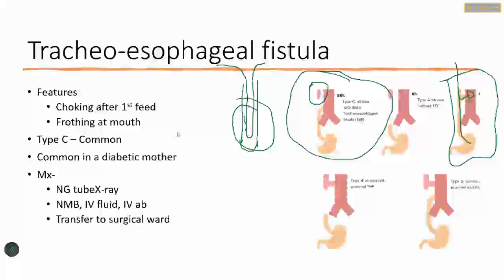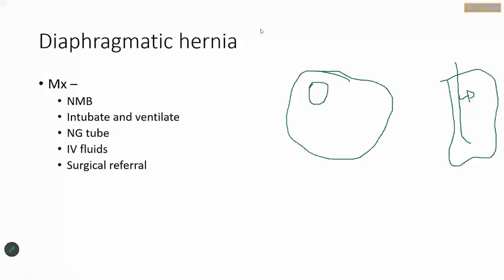Empirical prophylactic antibiotics will be started because whatever we put in the esophagus will go into the trachea. Secretions also go into the trachea because they can't go into the stomach. So there's a high chance of the child getting infection, pneumonia. So we are starting the prophylactic antibiotics until the proper correction. That's all regarding the tracheoesophageal fistula. Then we will move to the next condition.